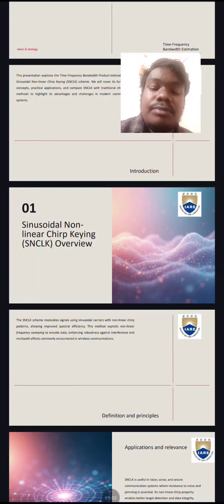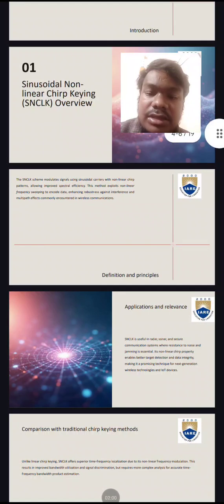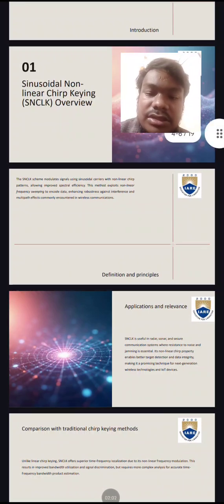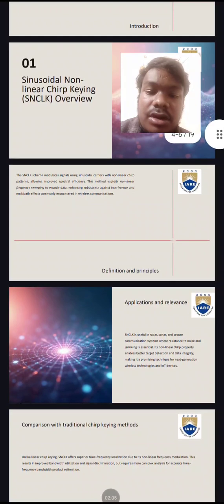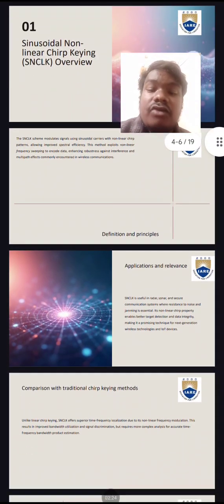Sinusoidal non-linear chirp keying, shortly known as SNCLK, overview. The SNCLK scheme modulates signals using sinusoidal carriers with non-linear chirp patterns, allowing improved spectral efficiency. This method exploits non-linear frequency sweeping to encode data, enhancing robustness against interference and multipath effects commonly encountered in wireless communication.